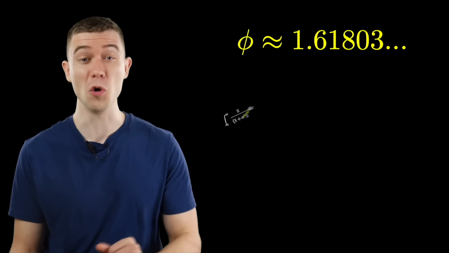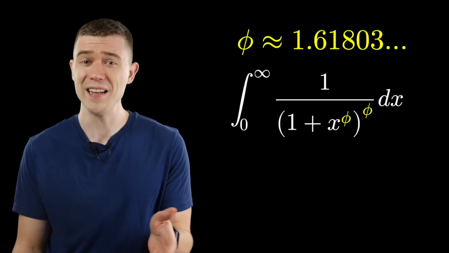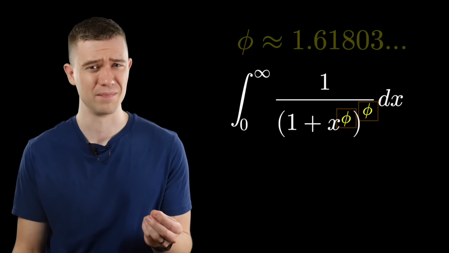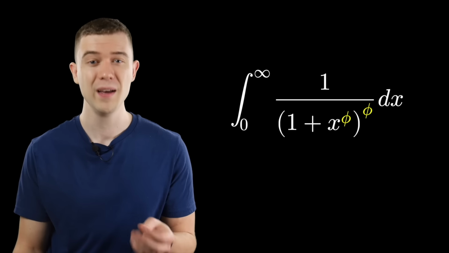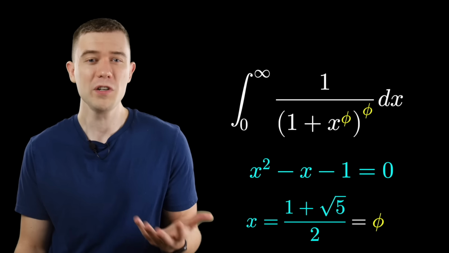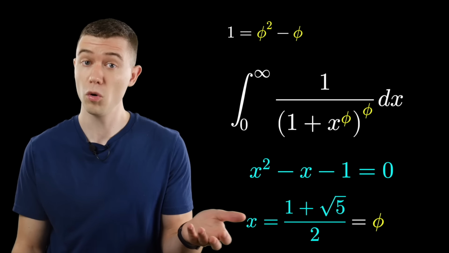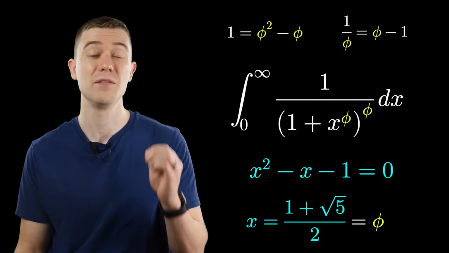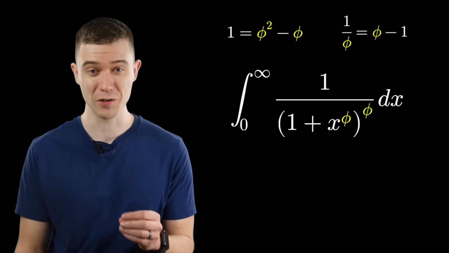Golden integral, which admittedly is a little intimidating, now that you know what phi is and having it show up in those exponents. To solve this, we'll have to know a few facts about the golden ratio, namely that it's a solution to this quadratic equation, which is to say phi squared minus phi equals 1. Or dividing by phi gives us 1 over phi equals phi minus 1. Keeping that in mind, how should we tackle this integral?